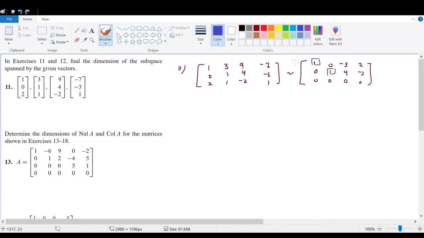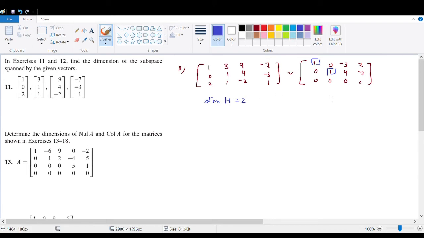So this set is spanned by the two vectors of the free variables. We have two free variables, which is x3 and x4. So this set is spanned by only two vectors. So that means the dimension of H should be equal to 2, since we have two pivots. So the basis will be only two vectors. That means the dimension of H is also equal to 2.